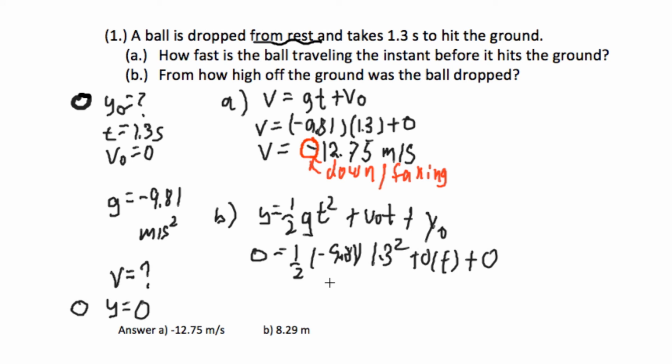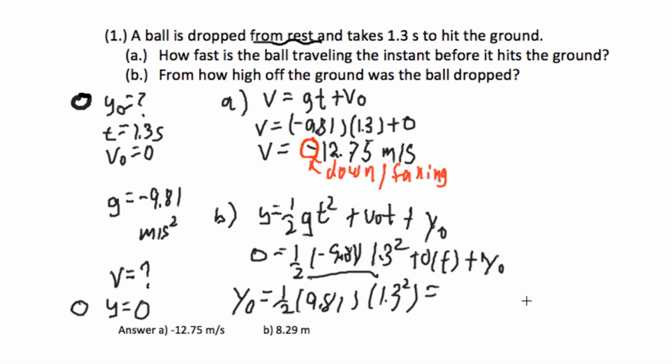And so what ends up happening, sorry, not plus 0, need to be careful, not 0 at all. It's plus y naught. So what ends up happening is that we bring all these numbers to the other side, and we end up getting y naught equals 1/2 times 9.81 times 1.3 squared, and that gives us an initial height of 8.29 meters. So sign actually does matter, and that means it starts off at 8.29 meters above the ground. So that's the answer to number 1, and we'll just continue this in the next video.